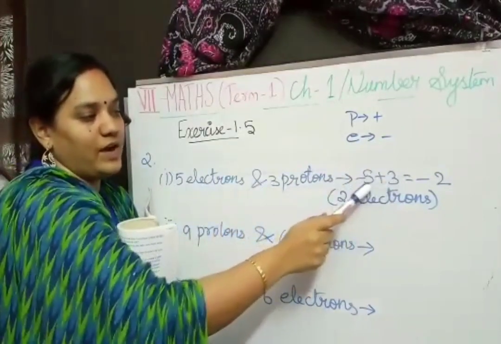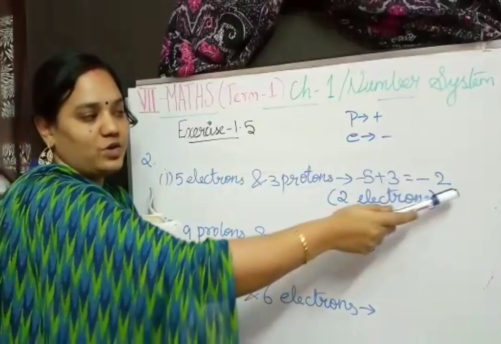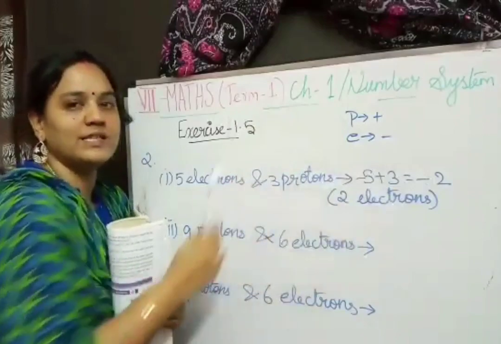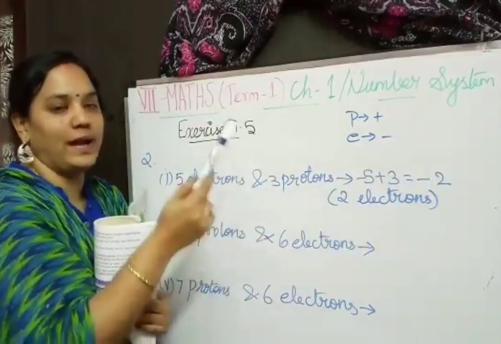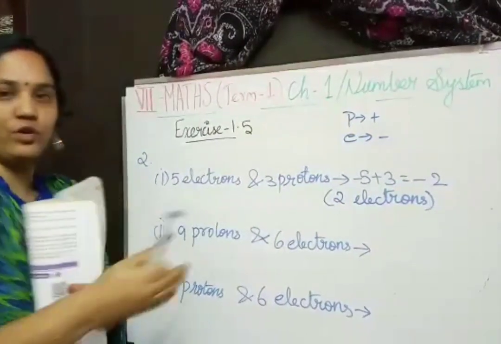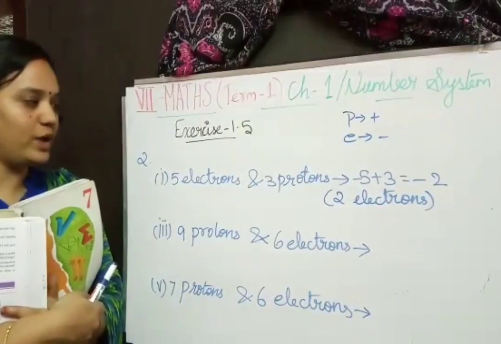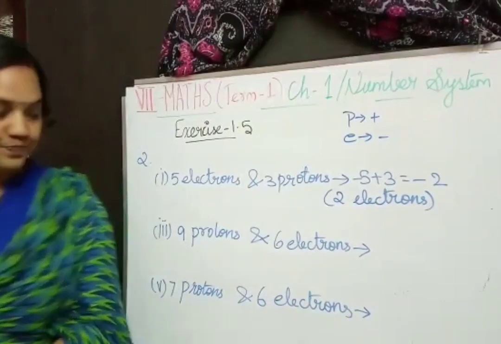So after that we have to solve this. Different signs, we have to subtract. So 2, and the greatest number's sign is minus. So -2. -2 means negative sign, so that is 2 electrons. We have to write like that. Shall we do these 2 problems now? So the third and fifth options I will be doing. The other 2 problems you can try on your own. Shall we do it now?